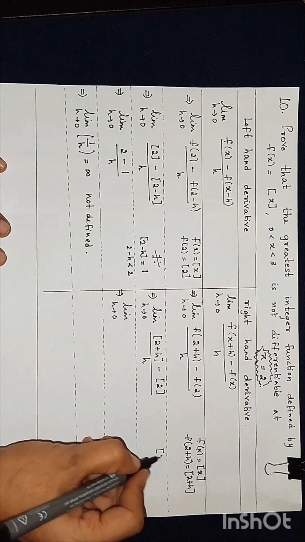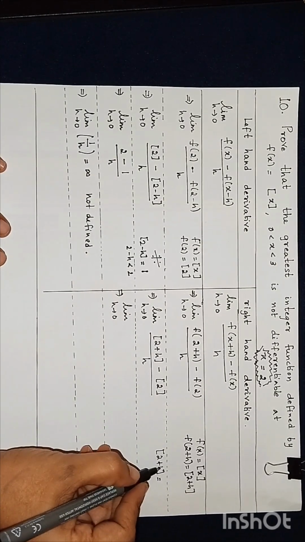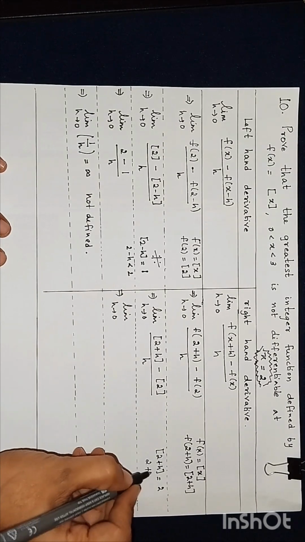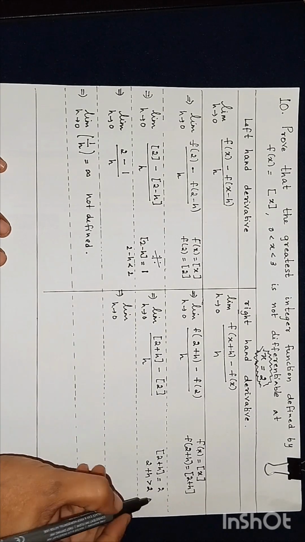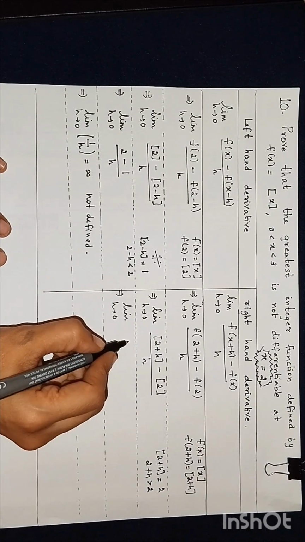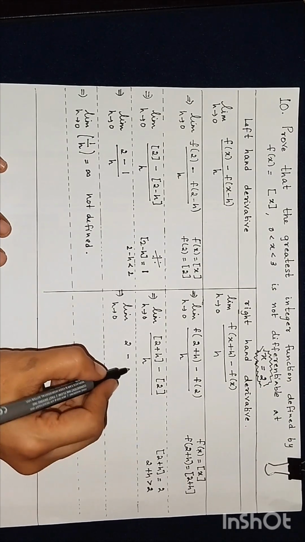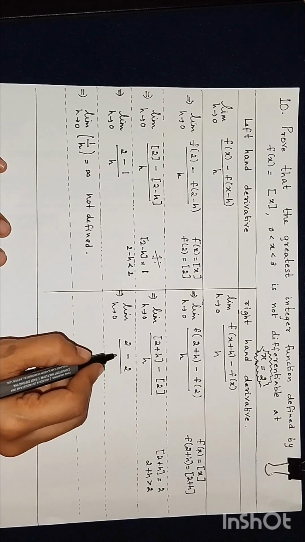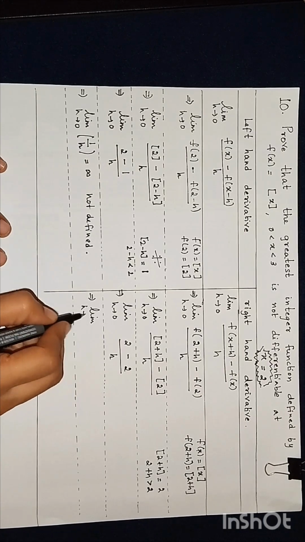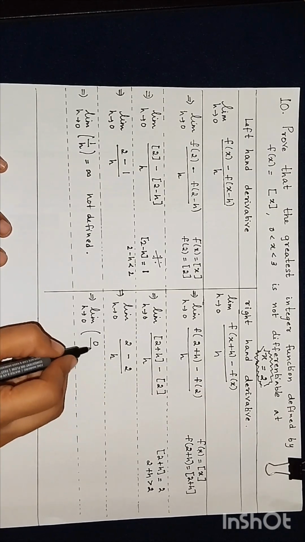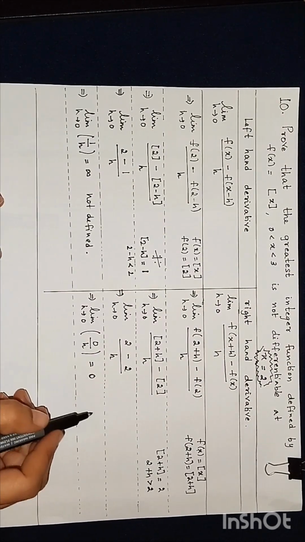Now limit h tends to 0. For 2 plus h, what output will you get if you give it as input? It will be 2, because 2 plus h is greater than 2. Between 2 and 3 it will select the lesser value, which is 2. So here you will get 2 minus 2, because if you substitute the integer 2, you will get back the integer 2, divided by h. This implies limit h tends to 0. 2 minus 2 is 0, 0 by h. If the numerator is 0, you will get the final limit value as 0.